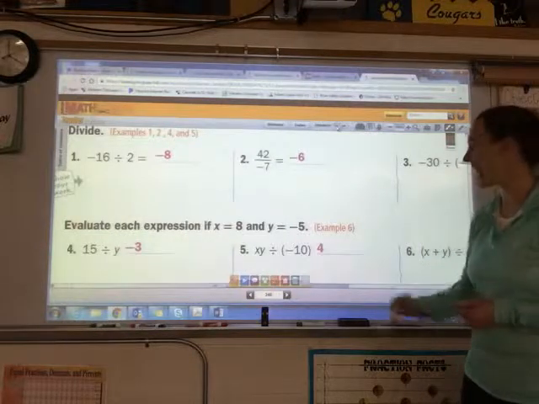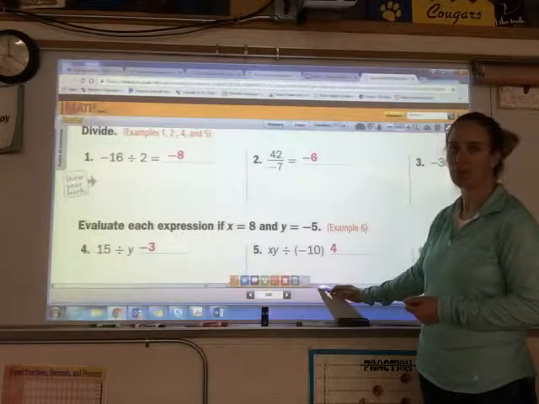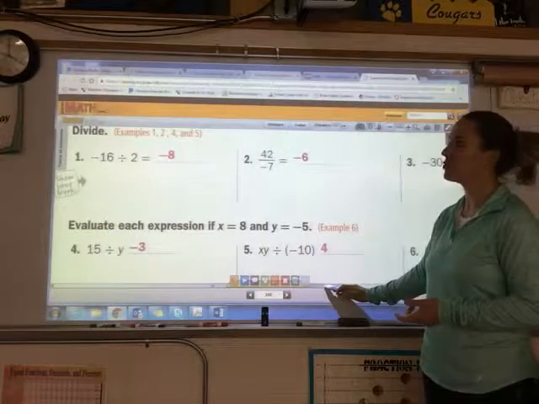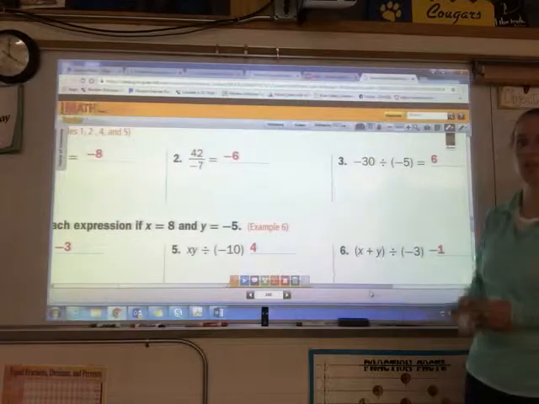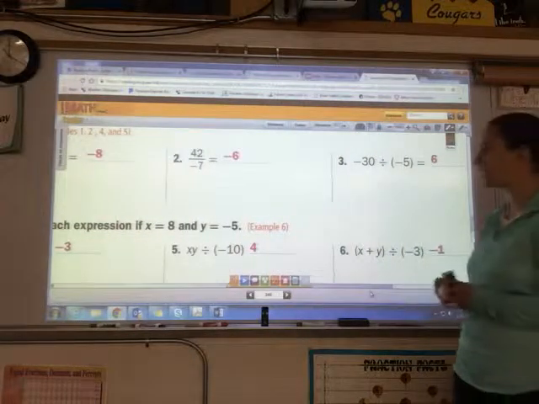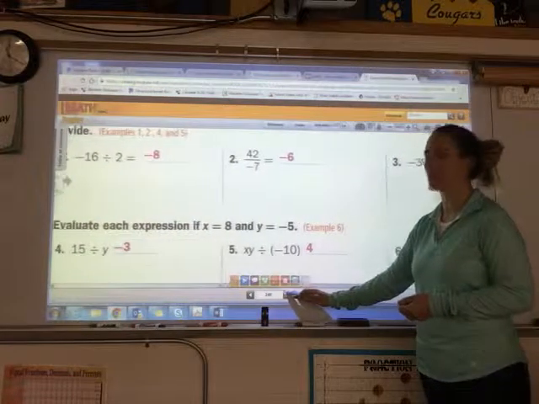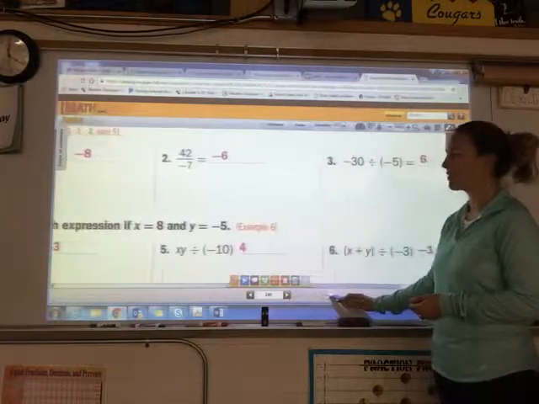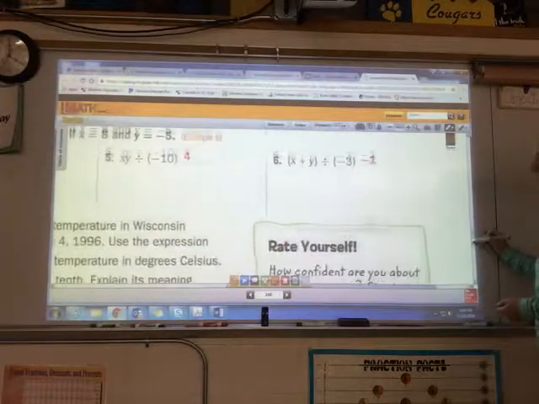After you've finished your guided practice problems on 246, here are your answers to double check to make sure you are correct. Number 1 should be -8. Number 2 should be -6. Number 3, you should have come up with a +6 or 6. Taking a look at number 4, when you are working on evaluating, that should be a -3. Number 5 should be 4. And number 6 should be -1.